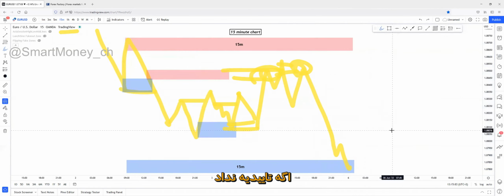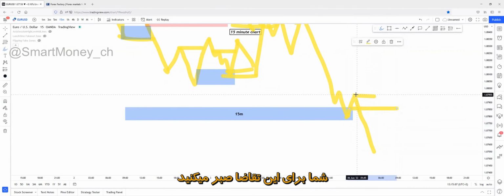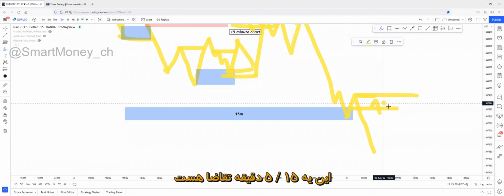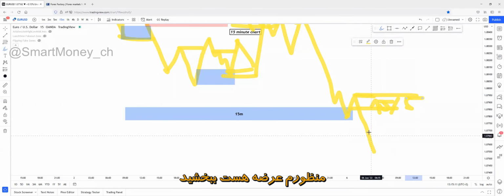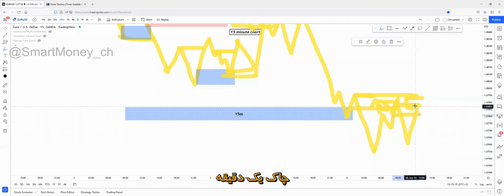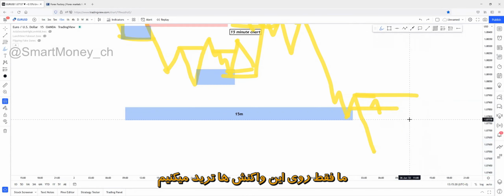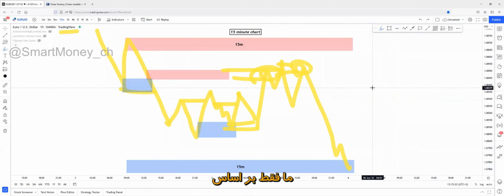If the confirmation doesn't happen and this zone is just being broken, you wait for this supply zone. This will be a 15-minute/5-minute supply zone, sorry. You wait for this supply zone to be tapped. Change of character right here on the 1-minute chart, confirmation. That's all. We are only trading based on these reactions. We are only trading based on these 5-minute and 15-minute zone reactions.